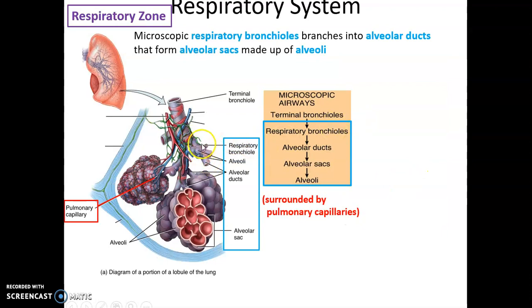From there, the respiratory bronchioles split into alveolar ducts, which also have pouches associated with them, and those then lead to the alveolar sacs. The alveolar sacs look kind of like a cluster of grapes, and each grape in the cluster is an alveolus. And of course, there are lots and lots of blood capillaries, pulmonary capillaries, on the surface of the alveolar sacs and individual alveoli, because that's necessary for gas exchange.